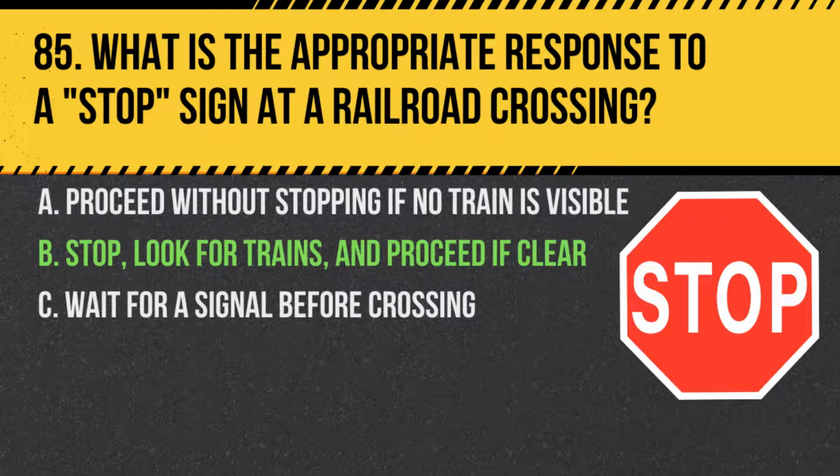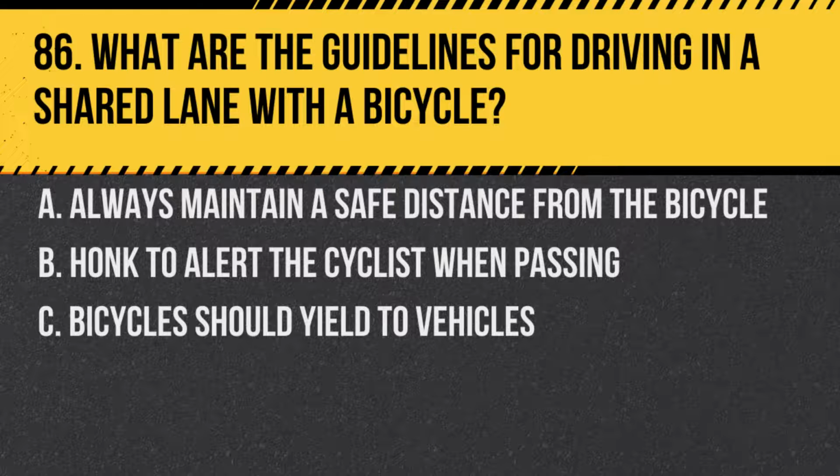Answer: B. Stop, look for trains and proceed if clear. Drivers must always stop and check for trains at railroad crossings with stop signs. Question 86. What are the guidelines for driving in a shared lane with a bicycle? A. Always maintain a safe distance from the bicycle. B. Honk to alert the cyclist when passing. C. Bicycles should yield to vehicles.